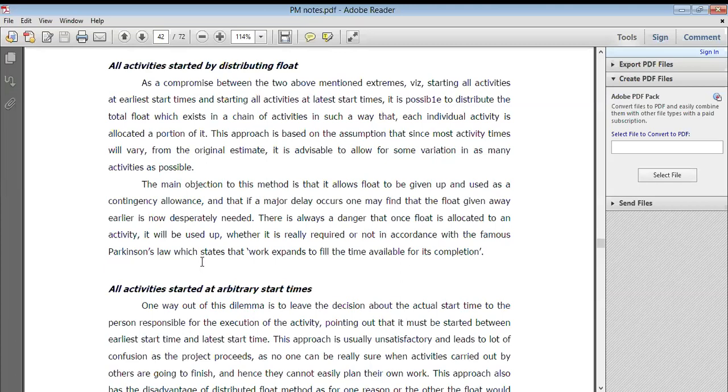So the main objection to this method is that allowed float is given up and used as contingency allowance, and when a major delay occurs, one may find that the float given away earliest is now desperately needed. Sometimes it's desperate, I need it today only. Don't give me any cause, don't show me any cause, don't give me any excuse, I just need it.